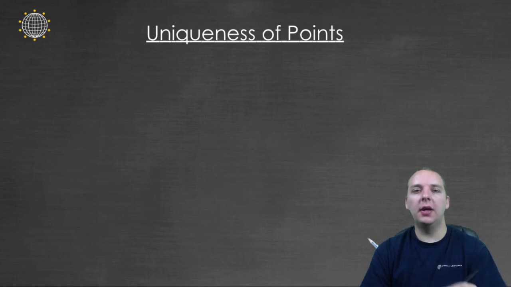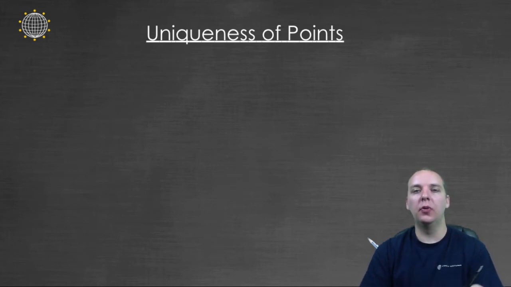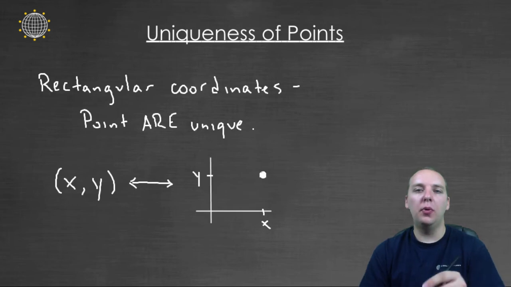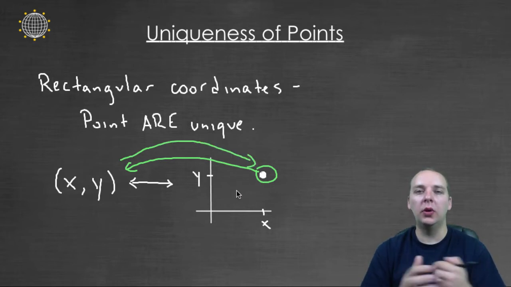In this video, I just wanted to make a quick remark regarding the uniqueness of points in rectangular form versus in polar form. So when you have a point represented in rectangular form, the ordered pair and the point are unique, meaning if you choose any point in the plane, it's going to backtrace to one ordered pair, and every ordered pair will trace to one point in the plane. There's what we call a one-to-one correspondence between XY ordered pairs and points in the plane.